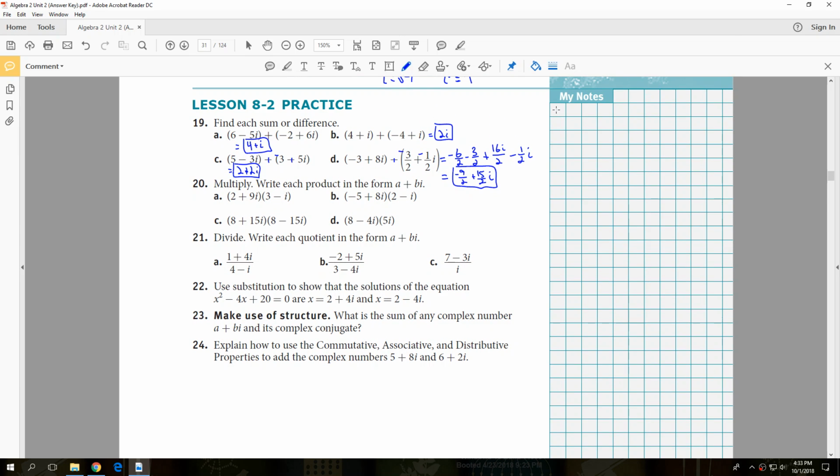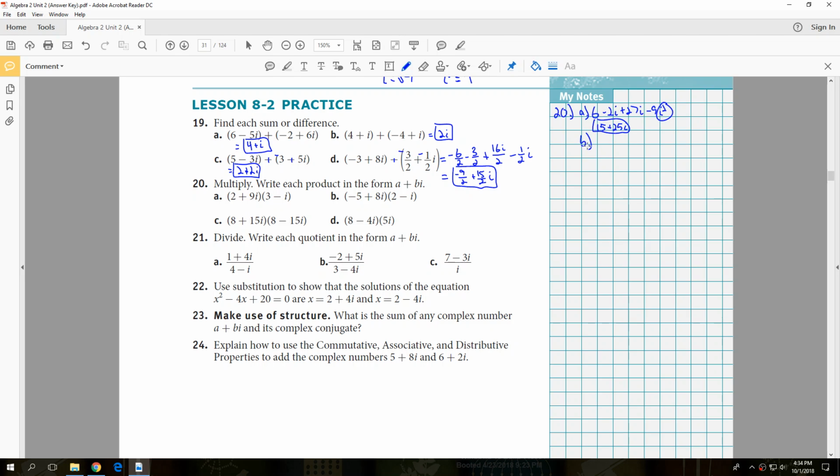So 20, and we'll do a. So a is going to be double distributing here. You have 6 minus 2i plus 27i and minus 9i squared. And remember, this i squared here will become a -1, so that would be a positive 9. So 6 plus 9 would be 15. And then -2i plus 27i would be plus 25i.